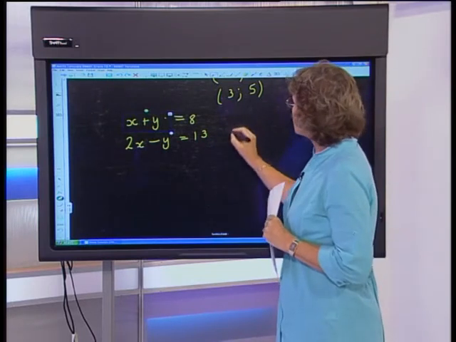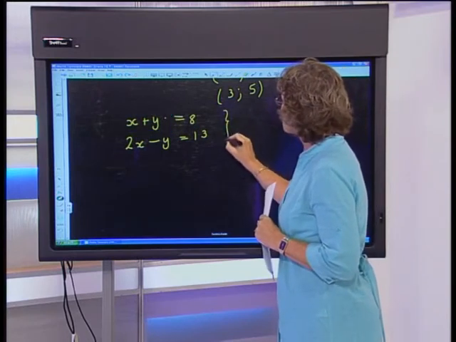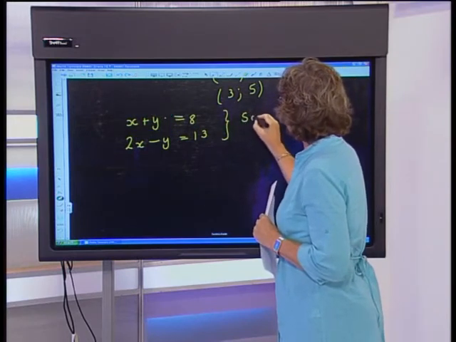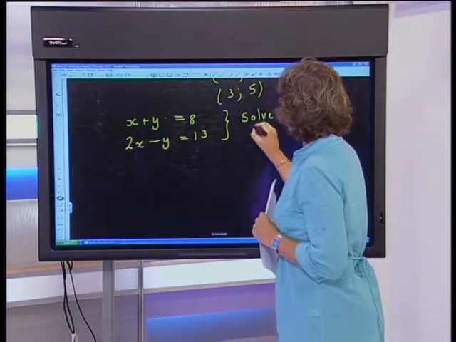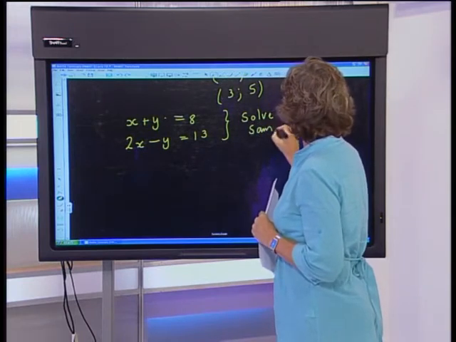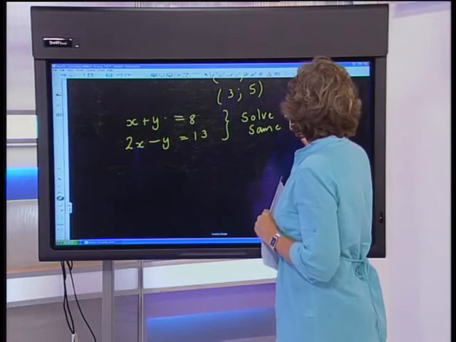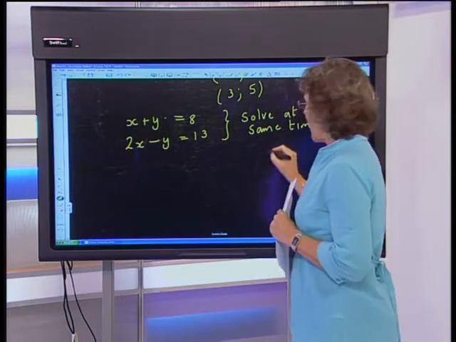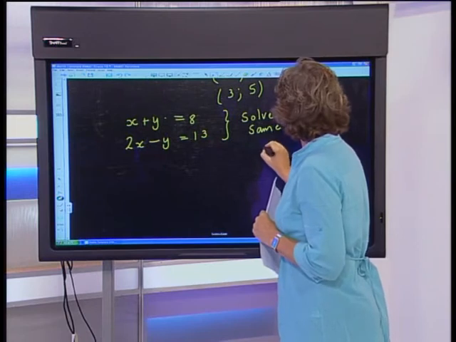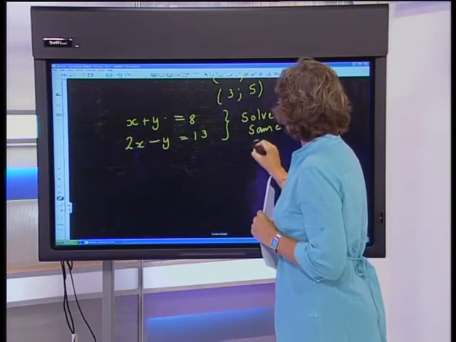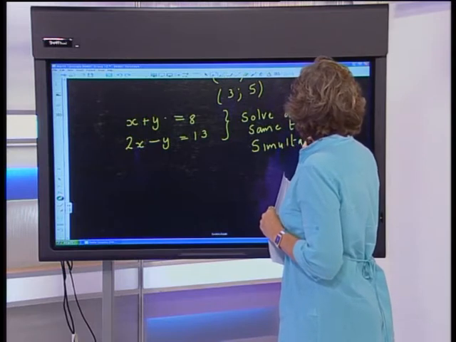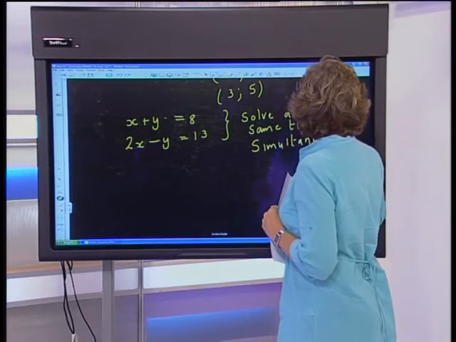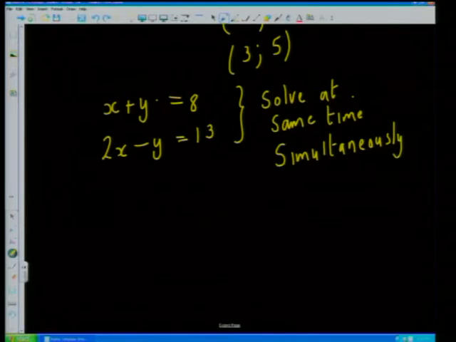So what I'm wanting to do is I'm wanting to solve these two equations at the same time. So I want to find a set of solutions that actually works for both, okay? And the big fat fancy word for that is simultaneously. Okay, so those of you who are adding to your vocab, simultaneously just means at the same time.